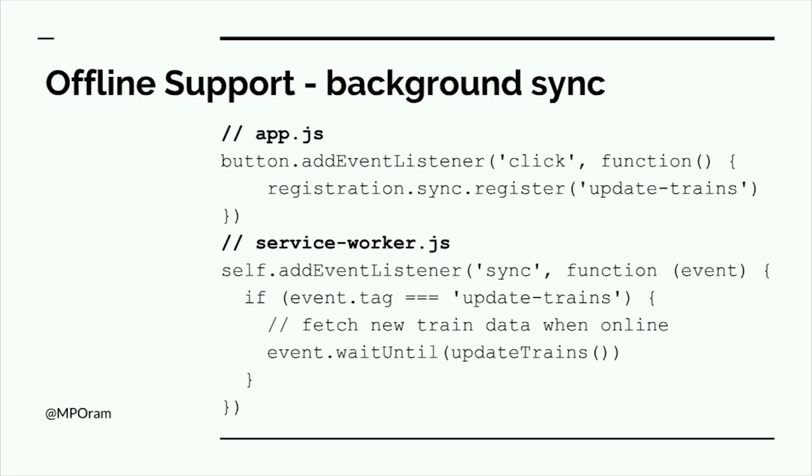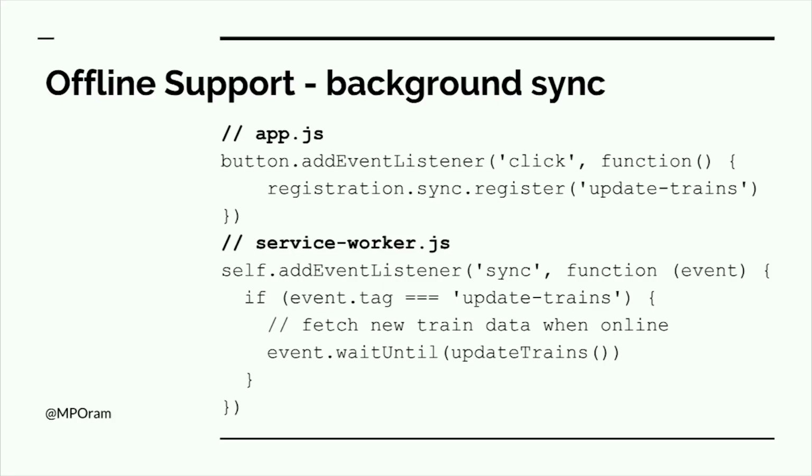And rather than doing a standard fetch, I'm actually using the background sync API to register this event called update trains. That sync event can then be picked up inside your service worker, where you can hook into the tag name, in my case, update trains. And that uses this thing called event wait until, and it will call that function as soon as you're connected. So it will just sit and wait whilst you're offline, and then as soon as your connectivity comes back, it will make the request for you.